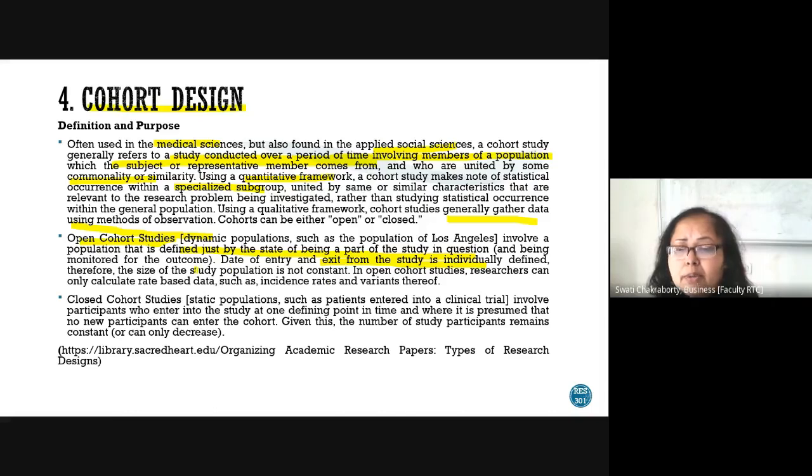The size of the study population is not constant, right? So when we talk of open cohort studies, you can only calculate rate-based data, which is incidence rates. Closed cohort studies involve participants who enter the study at one defining point in time, where it is presumed that no other participants would enter. So what happens? The number of participants remains the same throughout the study period.